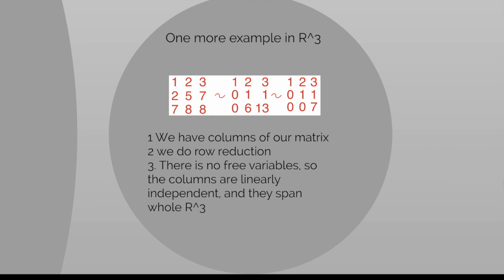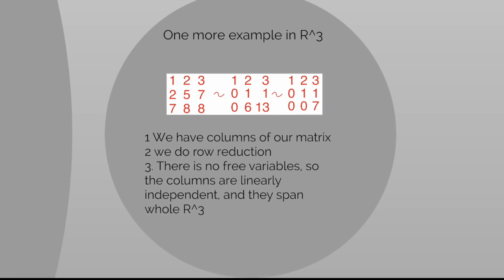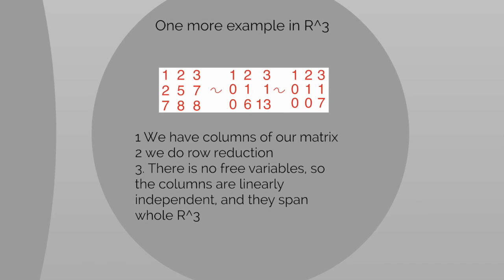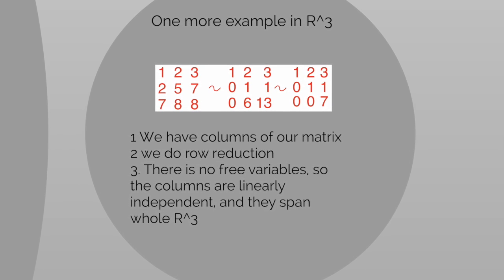Let's take one more example. One more example in R3. Following our steps, first we write the columns of our matrix. We do row reduction. There are no free variables, so the columns are linearly independent and they span the whole R3.